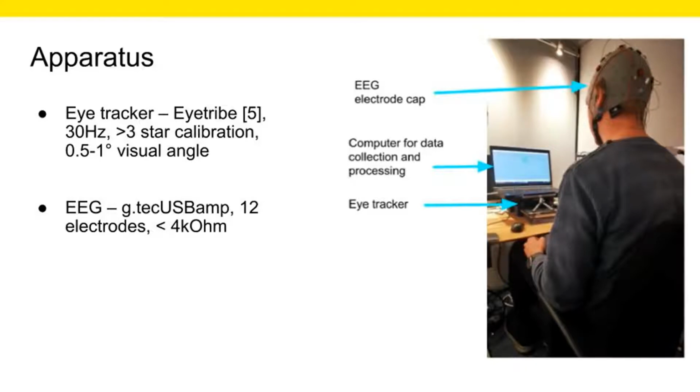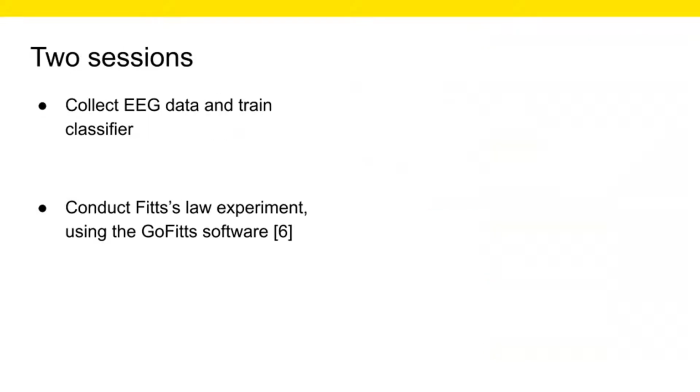demand. EEG data were collected using the g.tec USB amplifier and 12 silver chloride electrode channels. Conductive gel was used to reduce the impedance to lower than 4 kiloohms for all the participants. There were two parts of the experiment.